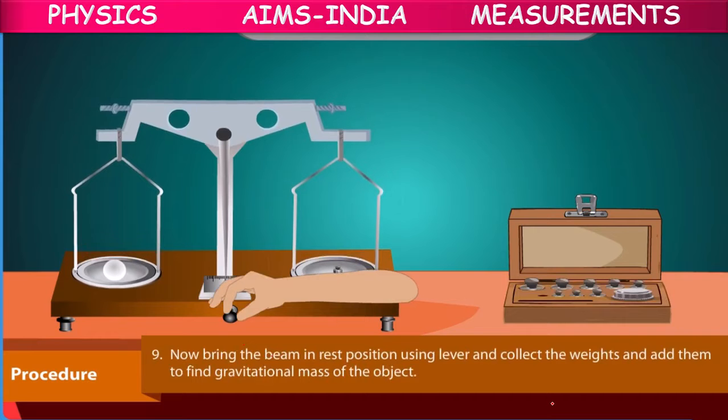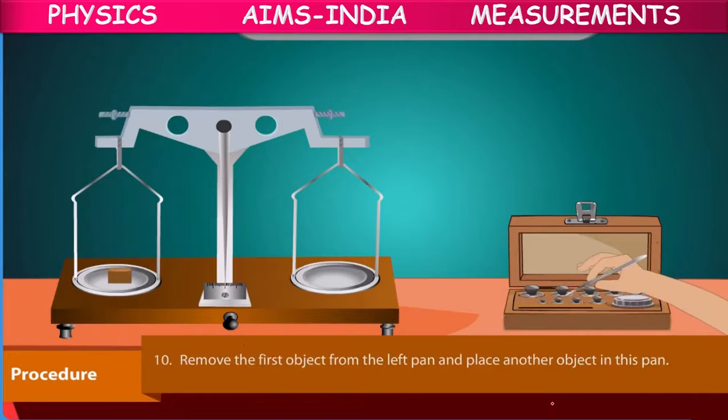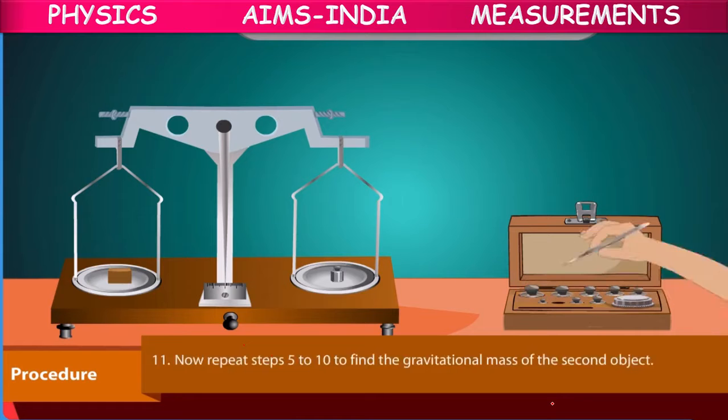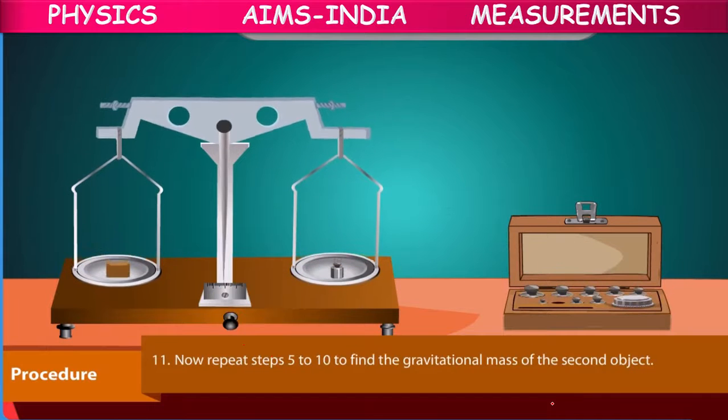Now bring the beam to rest position using the lever and collect the weights and add them to find the gravitational mass of the object. Remove the first object from the left pan and place another object in this pan. Now repeat steps 5 to 10 to find the gravitational mass of the second object.